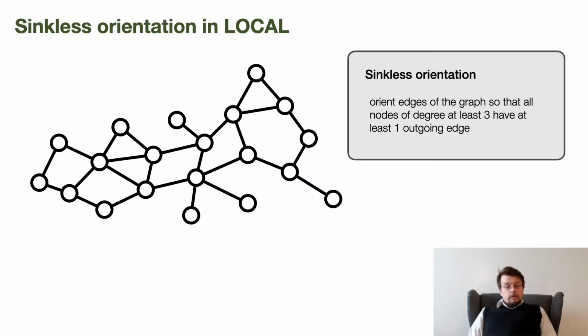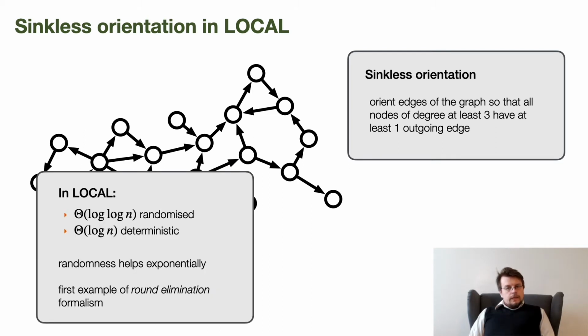So the context of this work is Sinkless orientation in the local model. In the Sinkless orientation problem, you're given a graph G and the task is to orient the edges of the graph so that no node of degree 3 is a sink. We'll ignore nodes of degree 1 and 2 for technical reasons, basically.